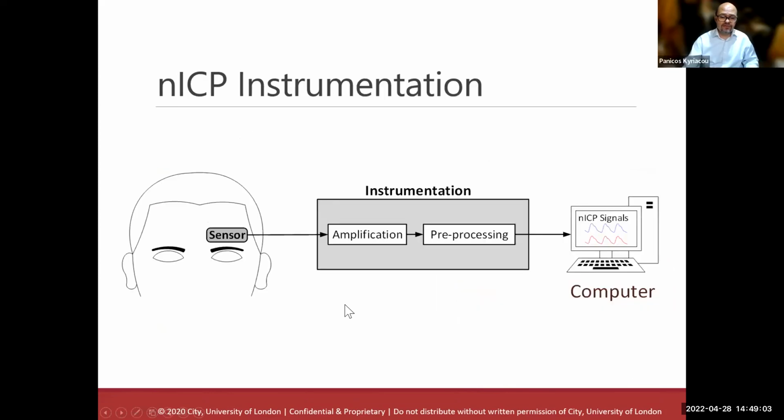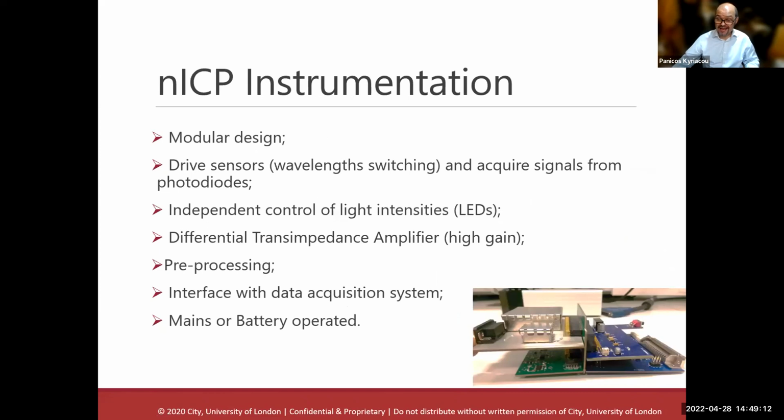So we developed the back-end instrumentation to acquire the signals, the photons, and pre-process them. Our instrumentation is custom made for this application. It's a modular design, almost like plug-and-play electronics. We drive the multiplex wavelengths. We acquire the PPGs from two photodiodes, a proximal and a distal, enabling the acquisition of signals from the superficial layers of the skin, but also from the brain. The system allows the automatic or on-demand control of the intensity of the LEDs, and the system is interfaced with a data acquisition system.